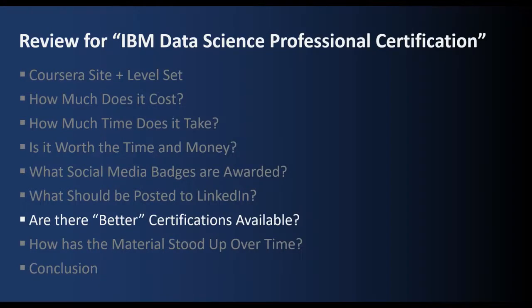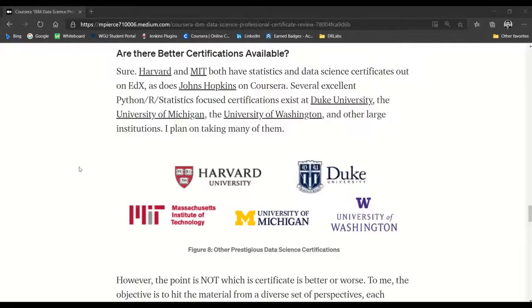Next, we'll try to answer the question, are there better certifications available for data science? Sure, there's better sites. Harvard and MIT both have statistics and data science certificates out on edX. Johns Hopkins University has one on Coursera. There's several excellent Python, R, and statistics-focused certifications from Duke University, University of Michigan, and University of Washington, all out on Coursera. And there's other large institutions that have it on either edX, Coursera, or on their own university sites. And I plan on taking many of them.